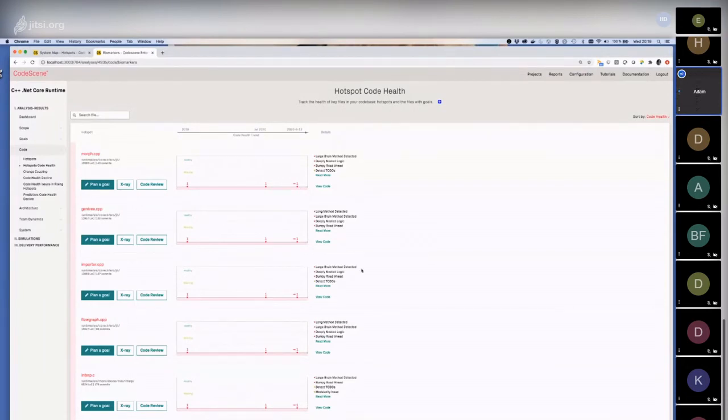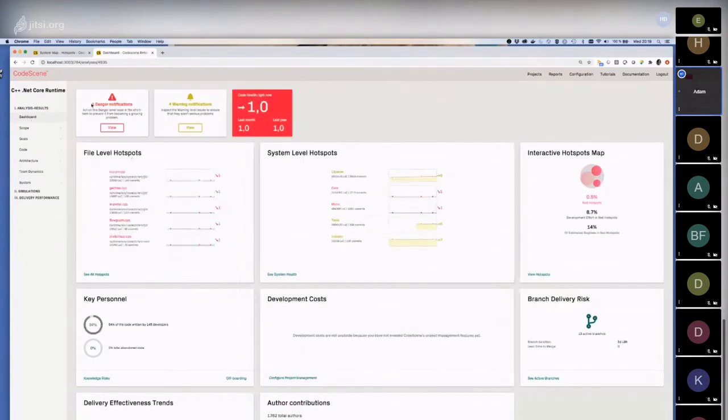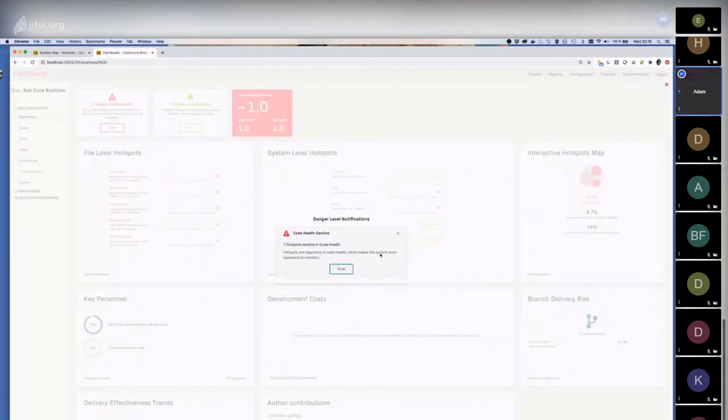So in a code base like this, and you sometimes come across them, what I try to do is prevent further degradations. And this is something that CodeScene can do. So if I go here, I see I have a danger notification here. I click view, and I see that I have a code health decline. So right now I have 7 hotspots in this code base that decline in code health. And this is something that's actually actionable. So I can click here.